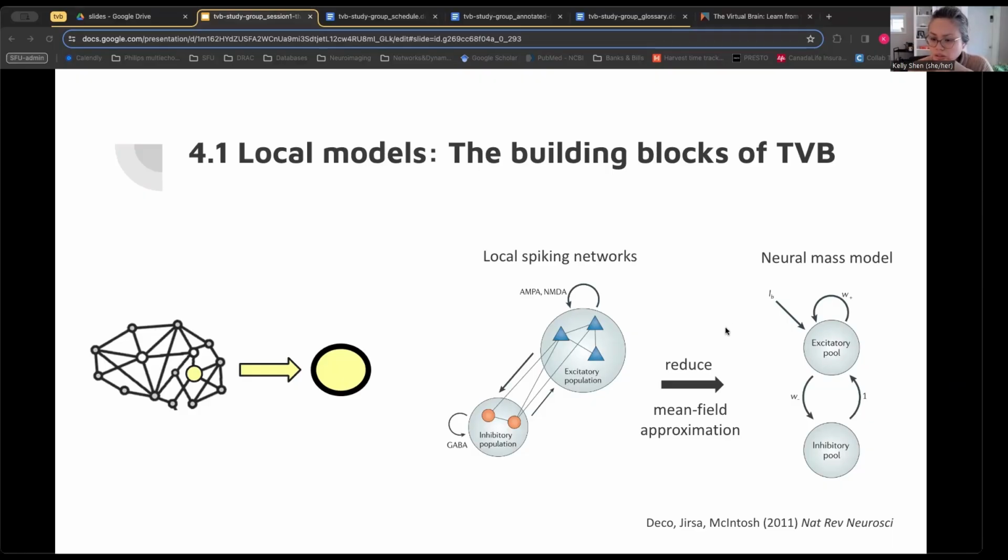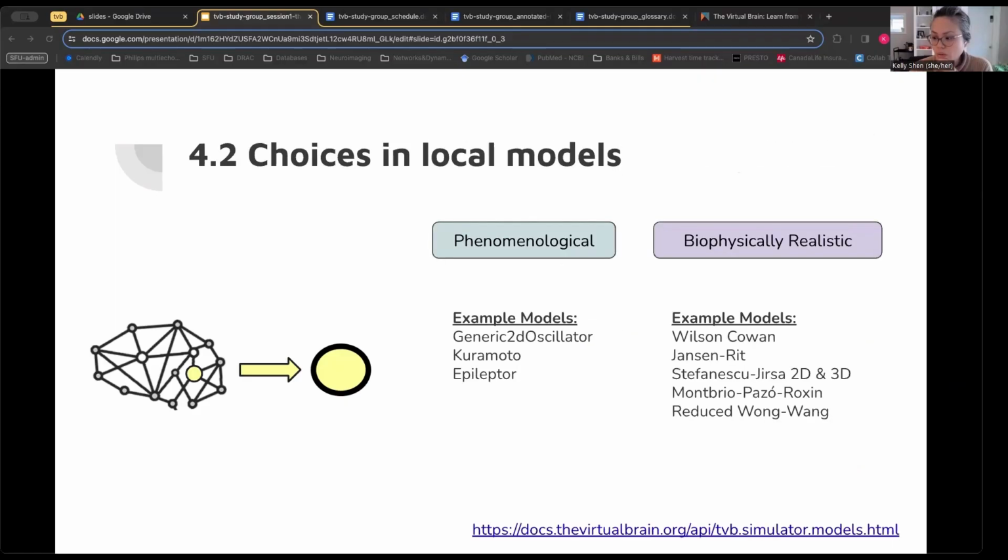This one here is a Wilson-Cowan model. It's a classic neural mass. There are many different types of neural mass models, and the choice that we make will really depend on your research question. In the virtual brain, I can't remember what the last count was, something like 24, maybe more. So now we have more than 24. We have 34 choices for local models. The choice you make really depends on what your research question is.